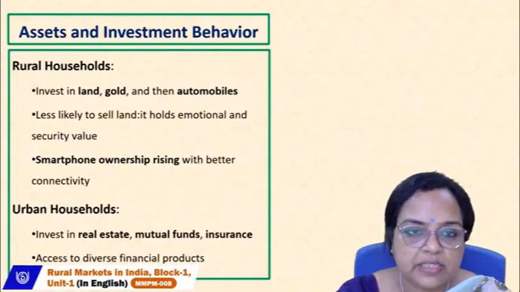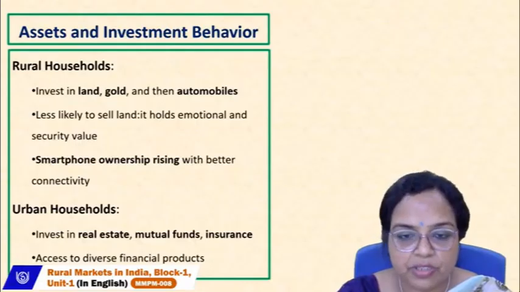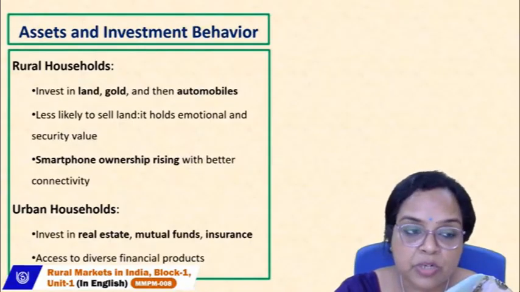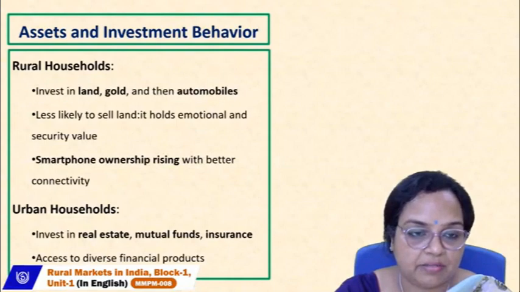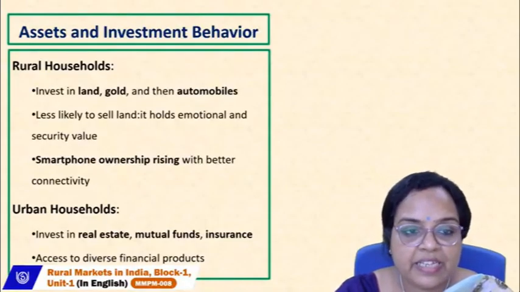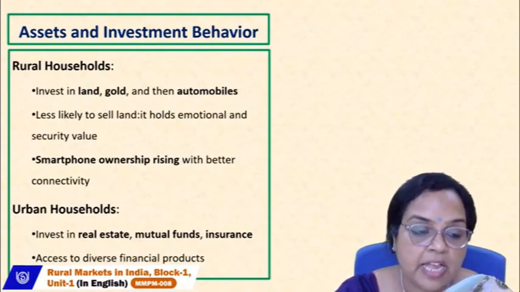Then it comes to assets and investment behavior. Rural households invest in land, gold, and automobiles. Land is everything for them. It's an emotion. It is the major income source for them. So when they invest, they usually go for purchasing land, then gold, because they think gold is the next asset for them. They are less likely to sell land. It holds emotional and security value for them.